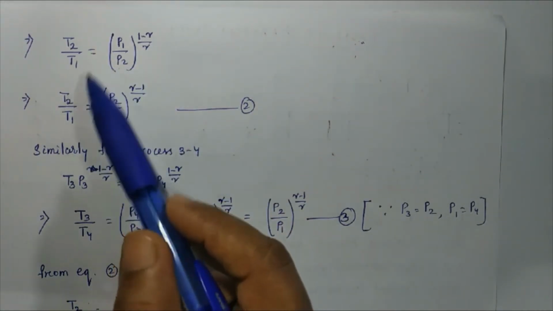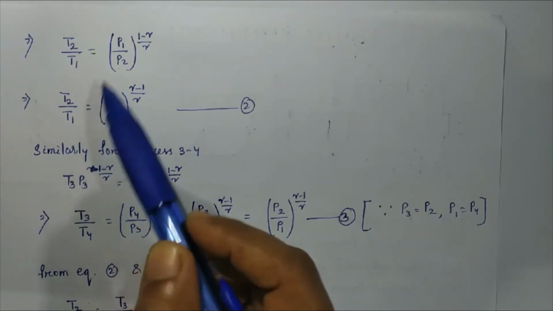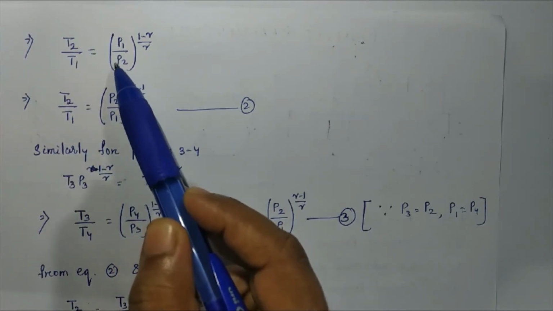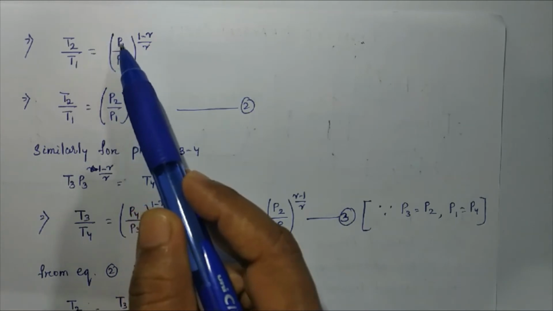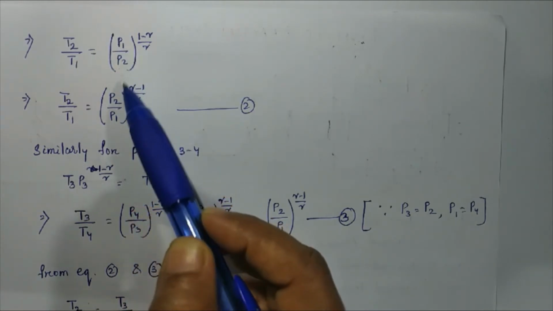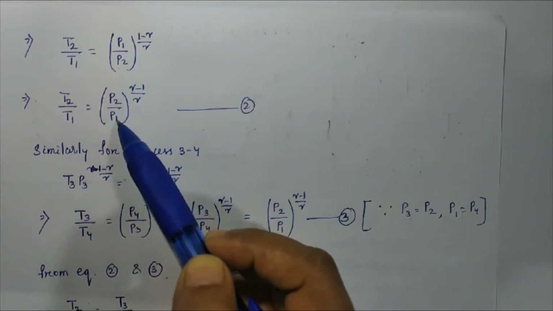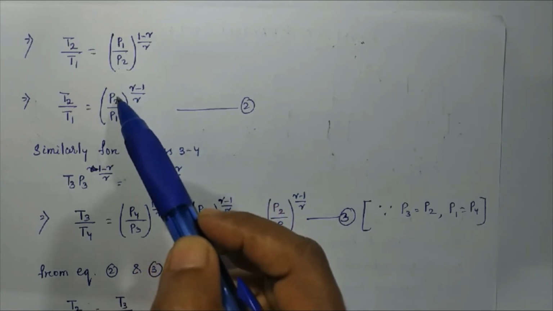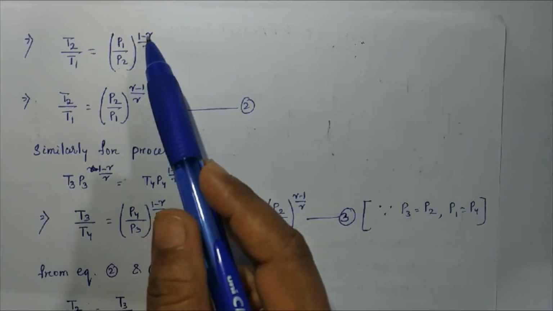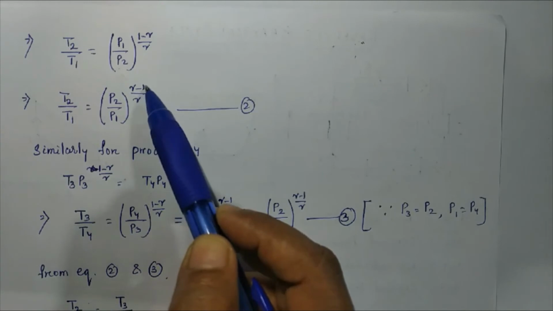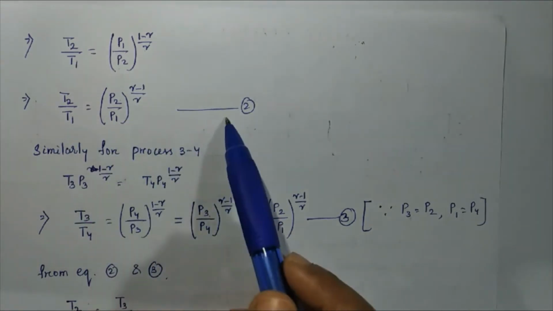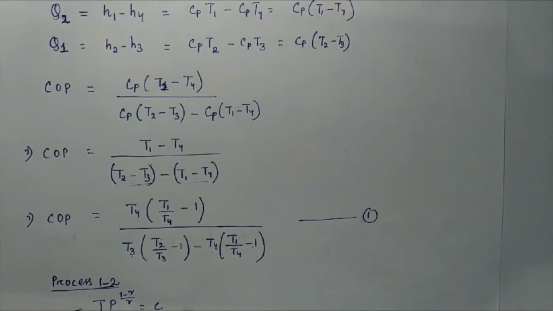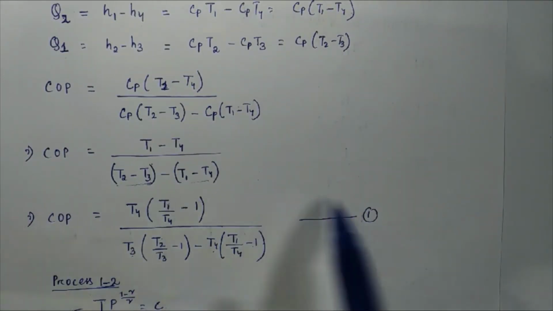So this becomes T2 by T1 equal to, if we consider this denominator in the numerator and this numerator in the denominator, P2 by P1. So as we consider here P2 by P1, this (1 minus gamma)/gamma becomes (gamma minus 1)/gamma. So this we consider to be equation 1, and the first equation is the expression of COP.